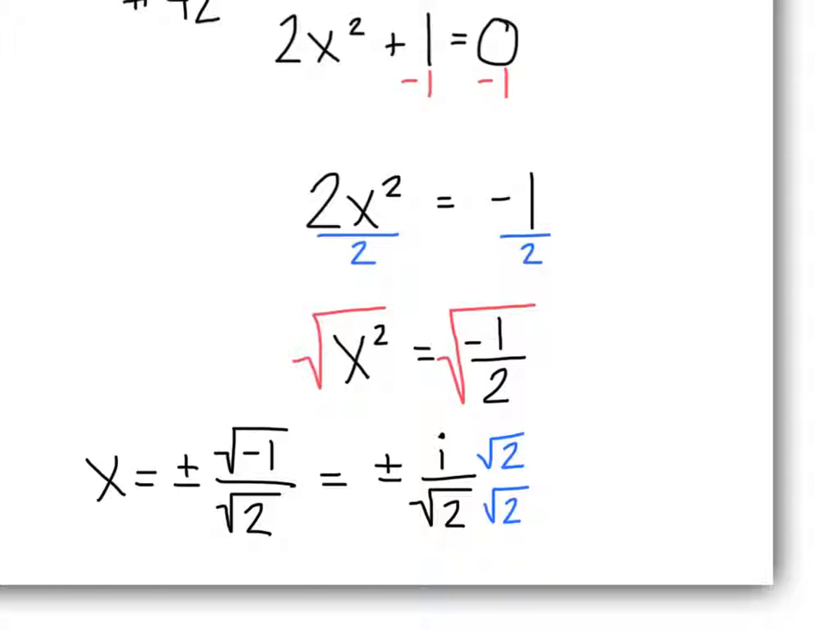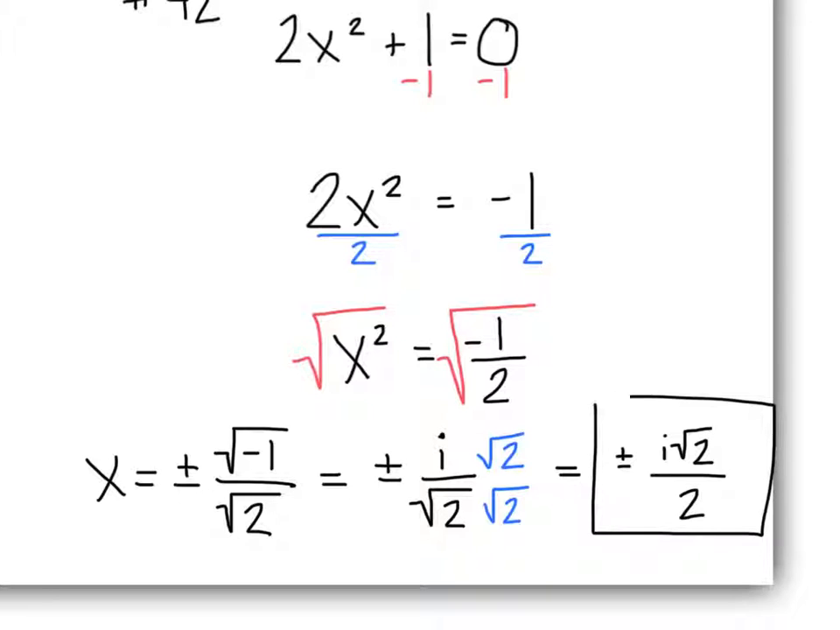I'm running out of room. Yeah, so what we did was we multiplied by 1. We just made that value of 1 look the way we wanted it to. So on top you get plus or minus i square root of 2. And what's the square root of 2 times the square root of 2? On the bottom, it's like the square root of 2 squared. Just 2. So that is your answer. I guess x equals that.